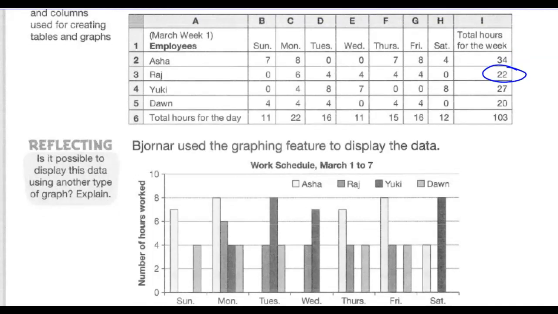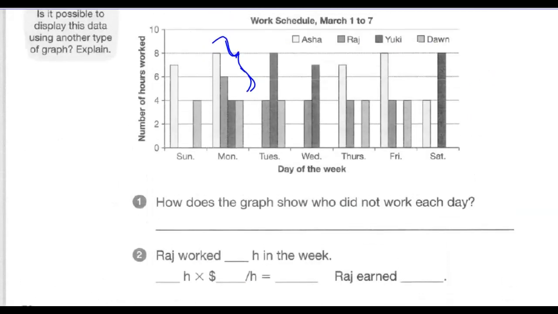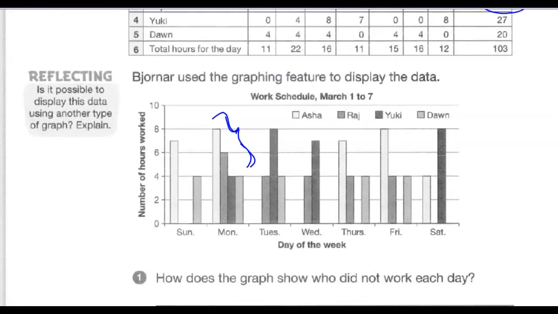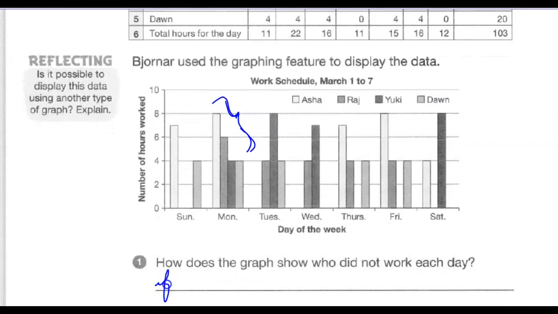Bjornar used the graphing feature to display, so he entered that in the spreadsheet, and it can display a bar graph, and so each person, a little bit hard to tell here, has a different color or a different shade. Usually they're in order, so if they were all working on a day, which looks like that never happens. Oh no, except for Monday. So you can see there's all 4 of those bars together. How does the graph show who did not work each day? So basically, if there's no bar, that person didn't work.